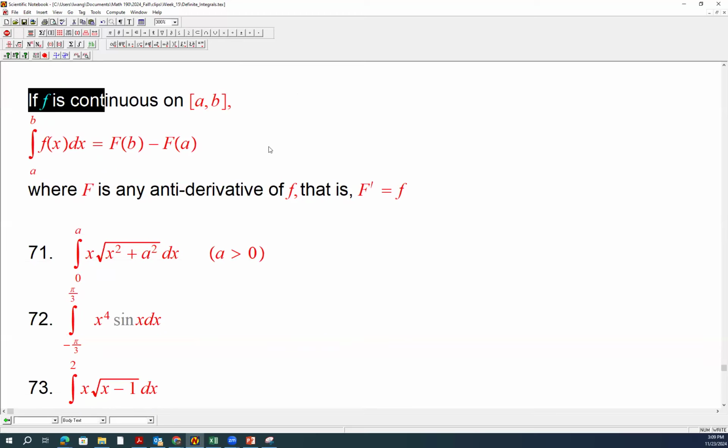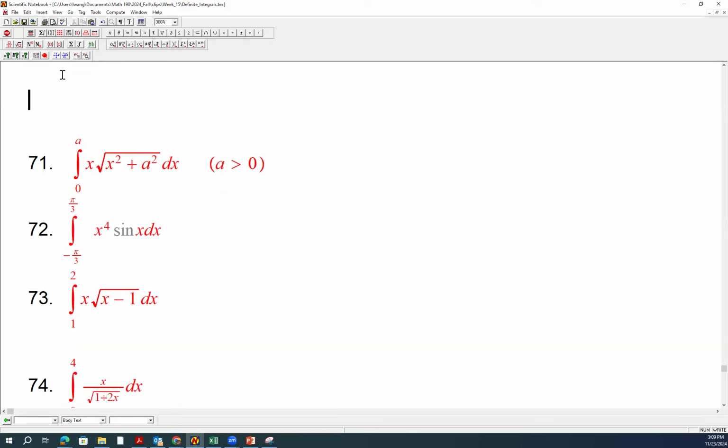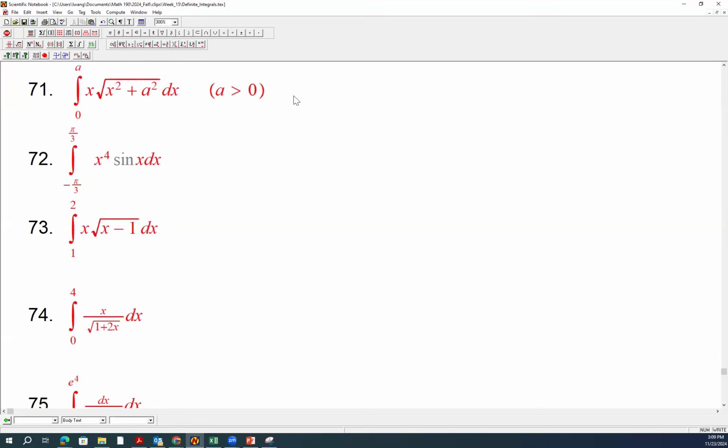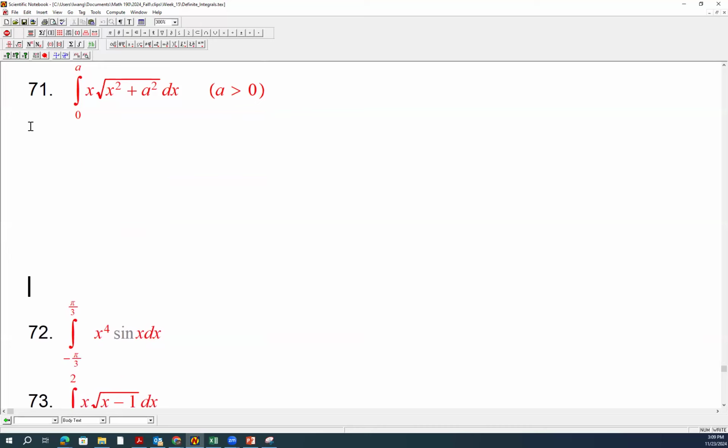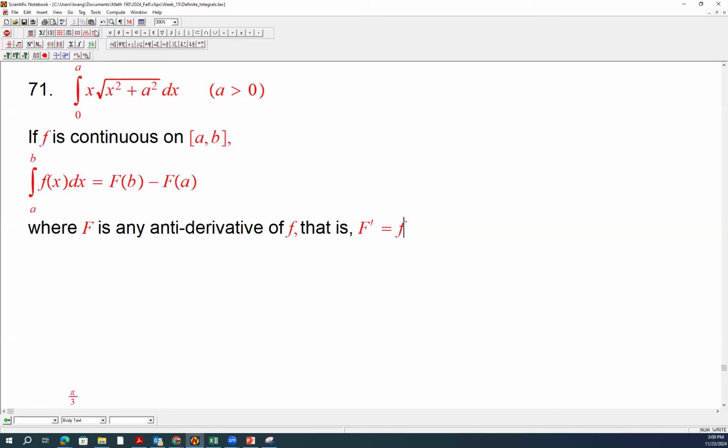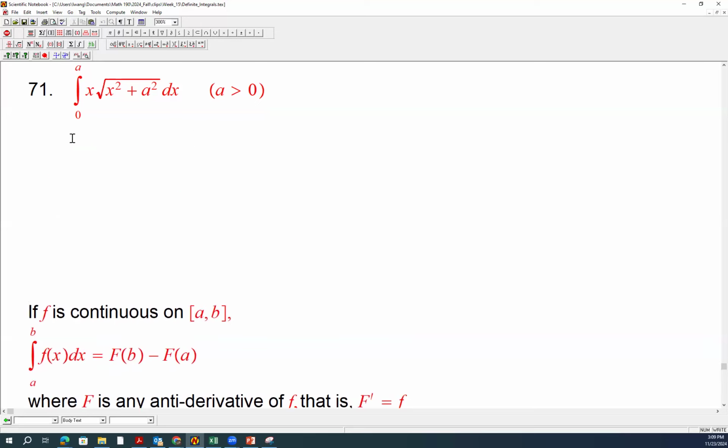So the next one, we're going to work on 71. You can see the questions are actually getting more and more complex. They're getting a bit more complex. All right. Okay, fundamental theorem of calculus part 2. On this one, the substitution seems to be obvious. Okay, we're going to introduce u equals x squared plus a squared, and du equals 2x dx.